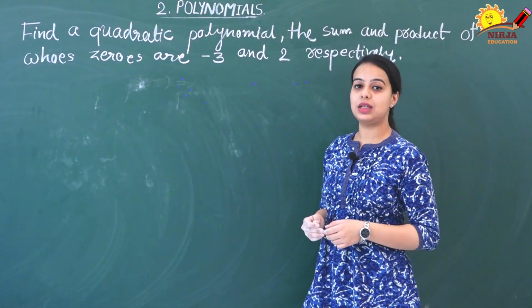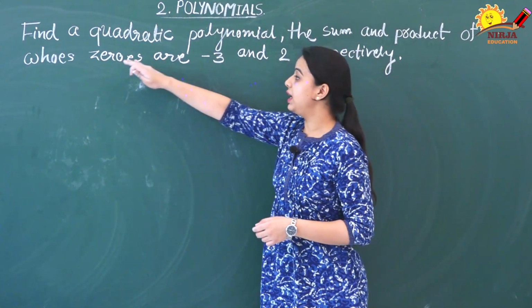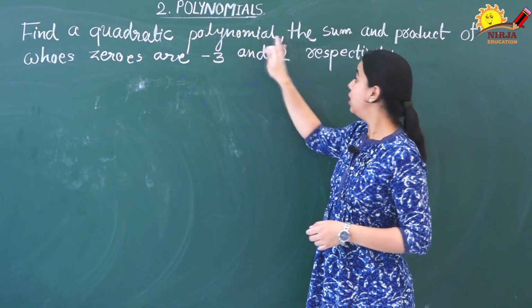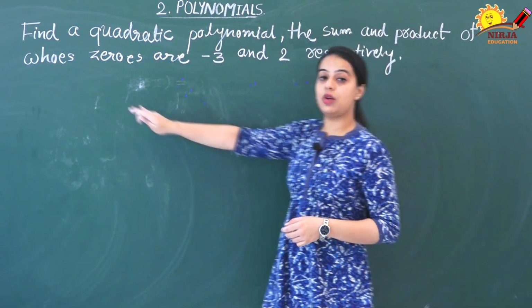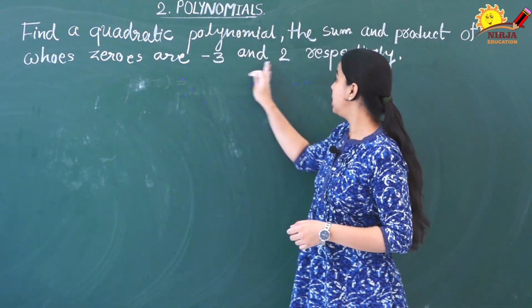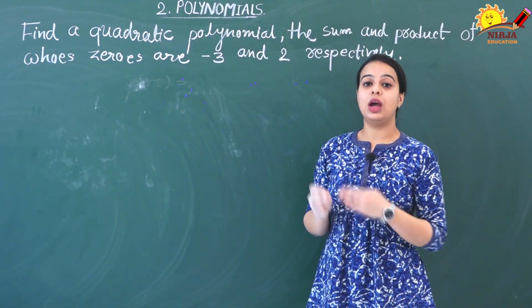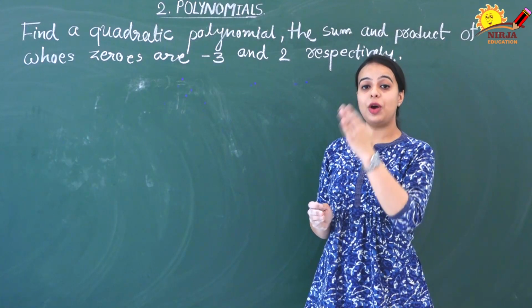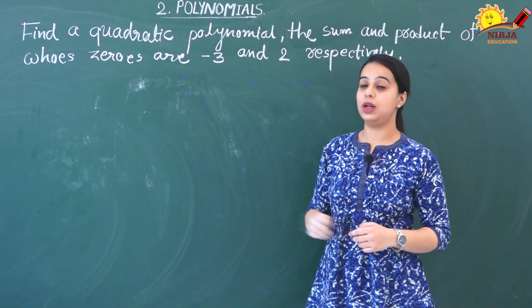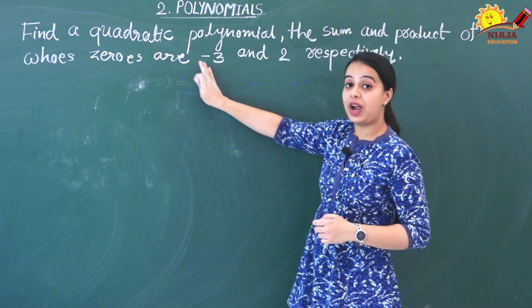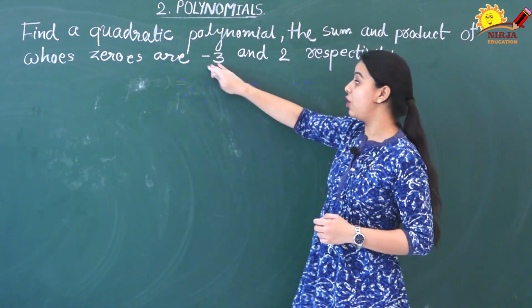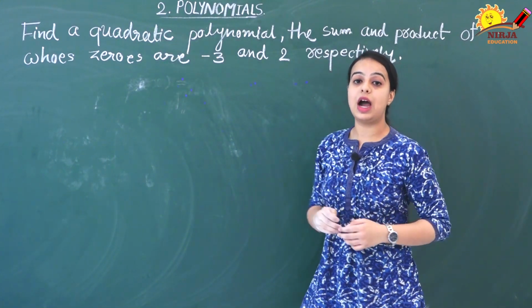So now let us see one more example. Find a quadratic polynomial, the sum and product of whose zeros are minus 3 and 2 respectively. My dear students, till now we have seen how to find zeros from a given quadratic polynomial, but here we need to find the quadratic polynomial from its zeros. Let's see how to do this.